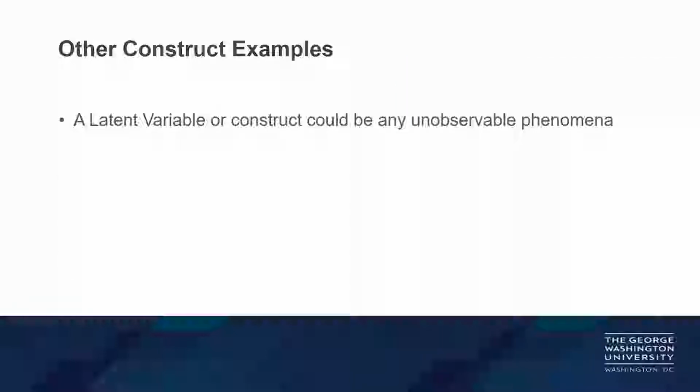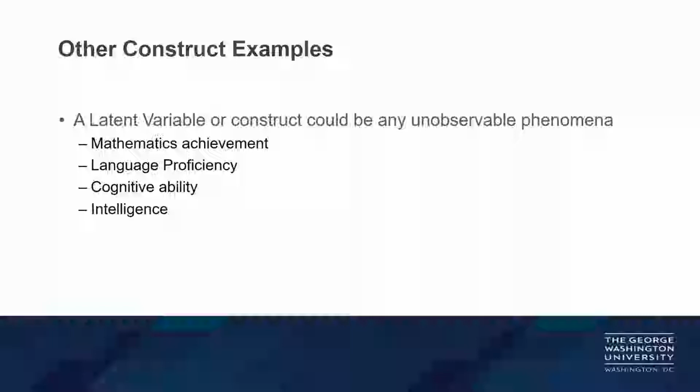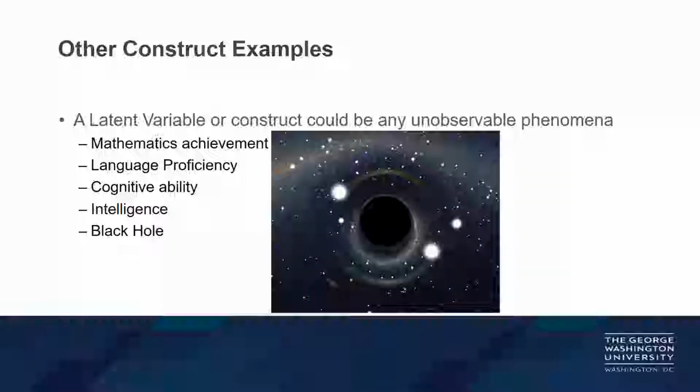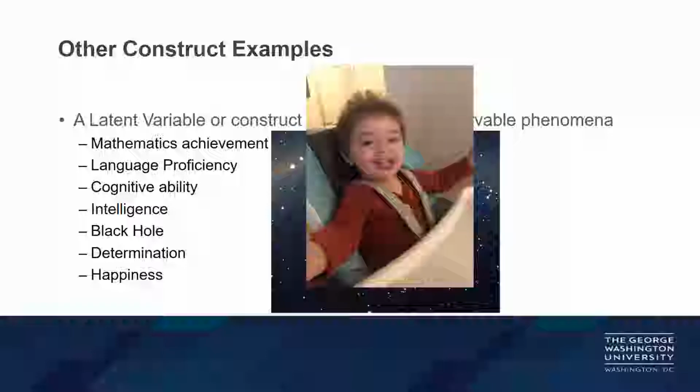In general, a latent variable or construct could be any unobservable phenomenon: mathematics achievement, language proficiency, cognitive ability, intelligence. This is interesting. We're very familiar with IQ tests, but you never see IQ or intelligence. You just see the results of the test and items. A black hole, we could push our limits here into the physical world and say we see all of the manifest variables swirling around the black hole, but we don't actually see through the event horizon. Determination is another latent variable. Happiness, and Thomas, my son, makes me happy.